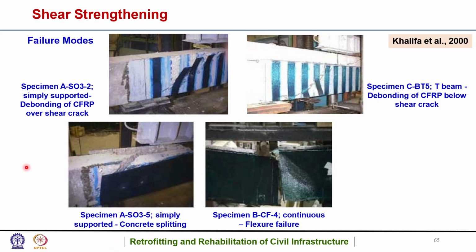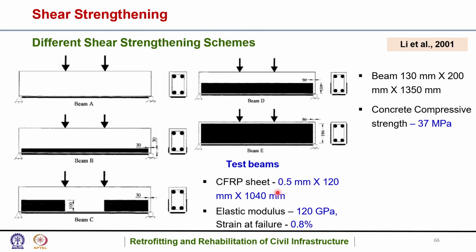Okay, so it was for the simply supported case, and this was continuous flexural failure. So for the continuous beam, flexural failure had occurred. As you can see, the beam has failed by flexure. So this is the straight line, the tension crack.